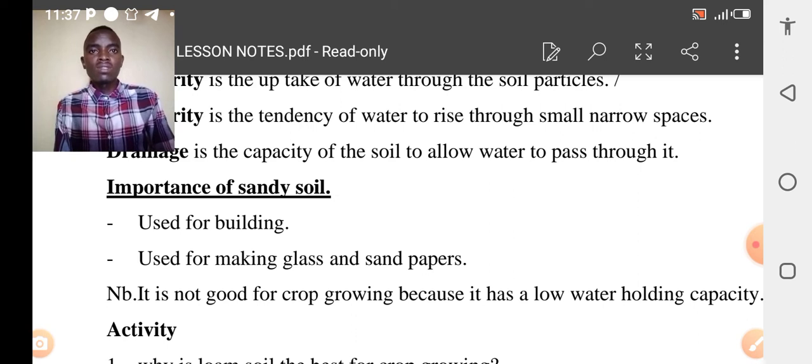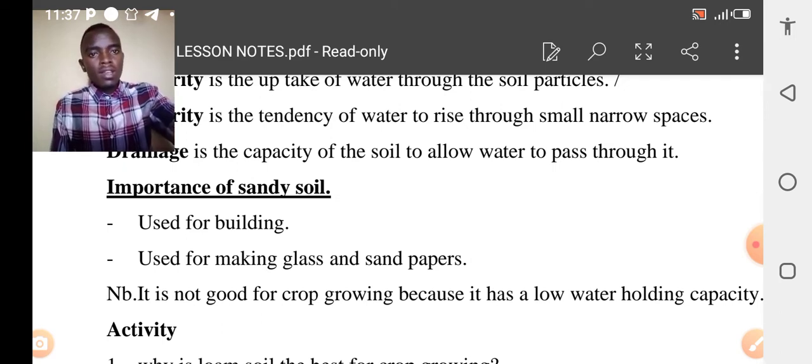Sometimes they take the sand soil to the factories, and they make glasses and papers. If you want to know this, you can visit the factories or industries, and I think in Rwanda here we have a factory for glasses and papers.